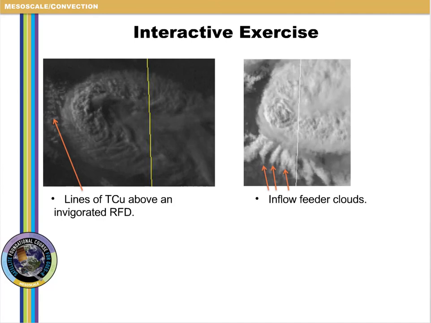Here's the answer to the interactive exercise. This image shows lines of towering cumulus above an invigorated RFD on the western flank of this storm. And over here, we have inflow feeder clouds on the southern flank of this storm.